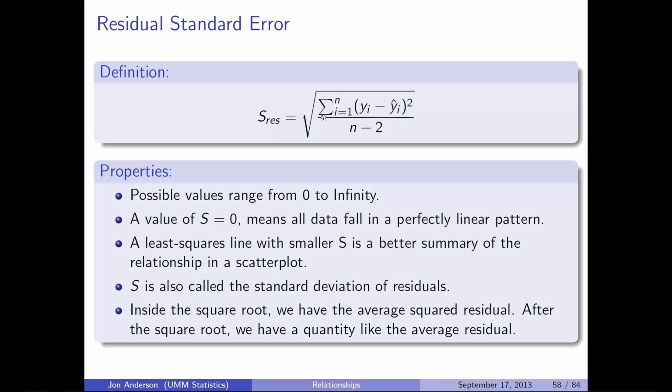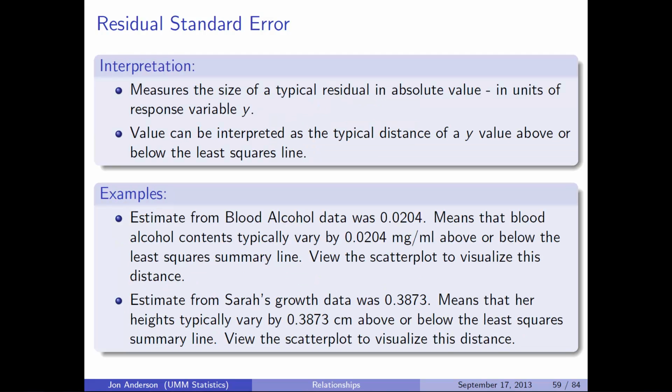Notice that the smallest that this measure could ever be is 0. If every y value was exactly what we were expecting, you would have residuals of 0, and the size of a typical residual, of course, would be 0. Smaller values of this S would mean that the line is a better summary of the data. So the way we interpret this is the size of a typical residual, and it's the typical distance of a y value above or below the least squares line.